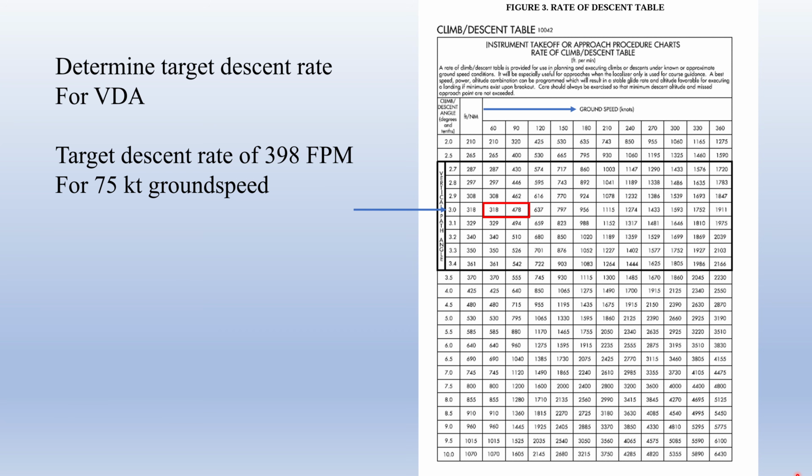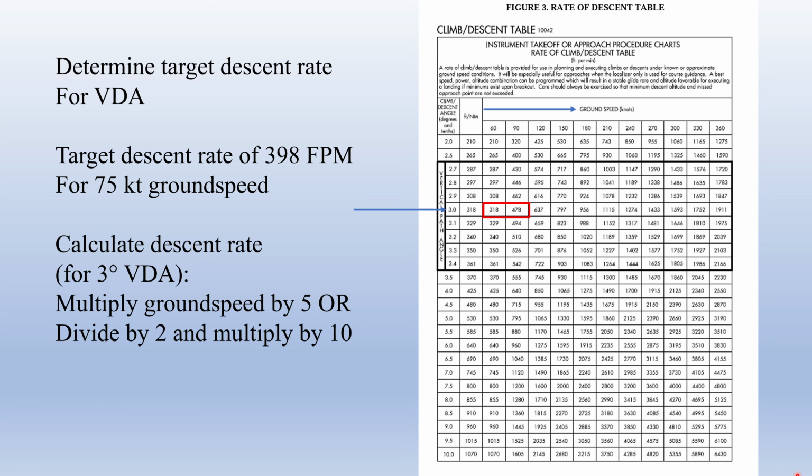There is a way for us to calculate the descent rate that we'll need for a 3-degree descent angle. It only works for a 3-degree descent angle, but you can calculate it. It's not quite as accurate as using the chart, but since we can only see about 100 foot per minute increments on our VSI anyway, it will get us in the ballpark. So let's take a look at an example. To calculate a descent rate for a 3-degree visual descent angle, we want to multiply our ground speed by 5, or another way you can think about it, a mental math way to do it, is to divide your ground speed by 2 and then multiply by 10. So either one of those methods works.